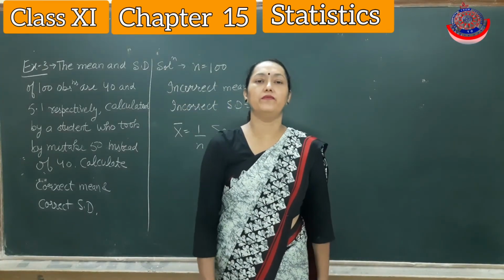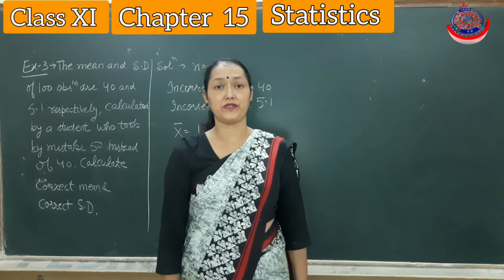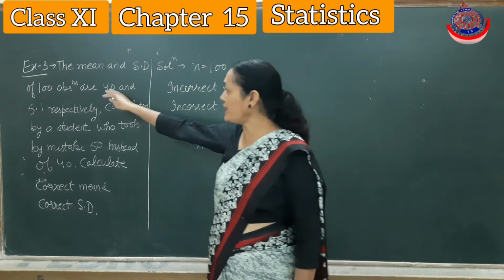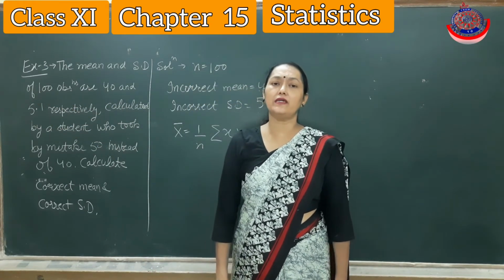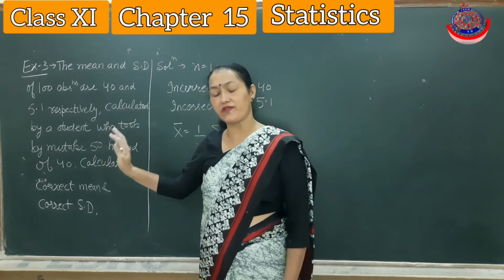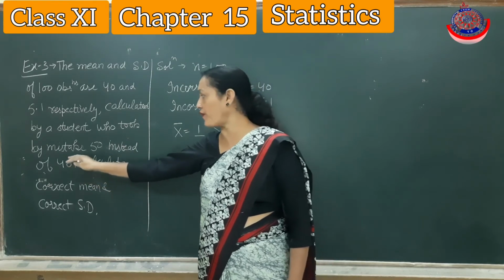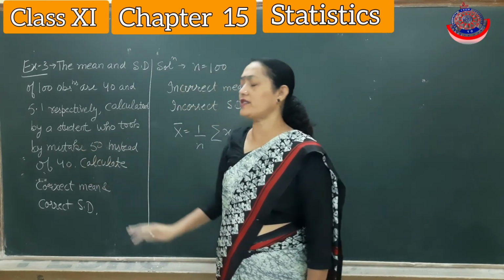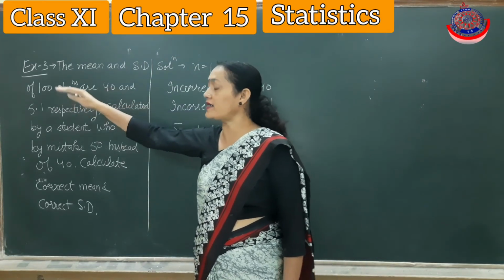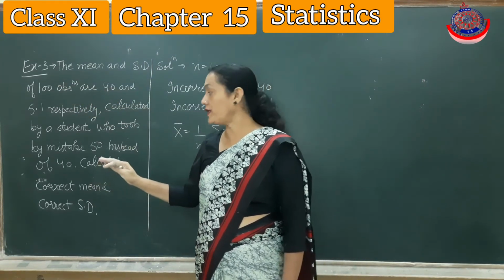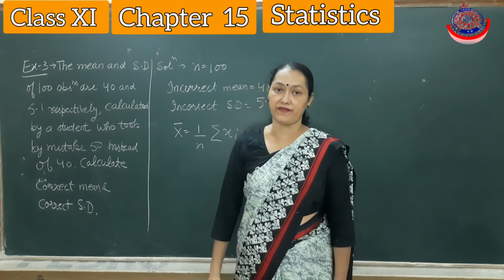Next example, mean and standard deviation calculated by a student for 100 observations is 40 and 5.1. But unfortunately, the student has taken the value of one observation as 50 instead of 40. Correct observation was 40, but by mistake the child has taken the observation as 50. That means this mean and standard deviation are wrong. So in this question we have to calculate the correct value of mean and the correct value of standard deviation.